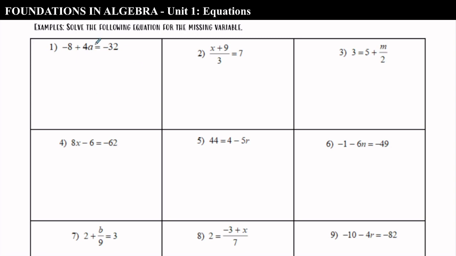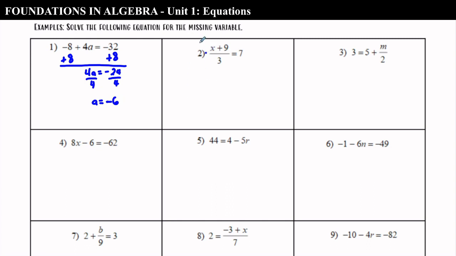So the first thing we're going to do with the first example is we're going to add 8 to each side to get the term with the variable by itself. And when you do that, you're going to get 4a equals negative 24. Then we divide each side by 4. And that gives us a equals negative 6.